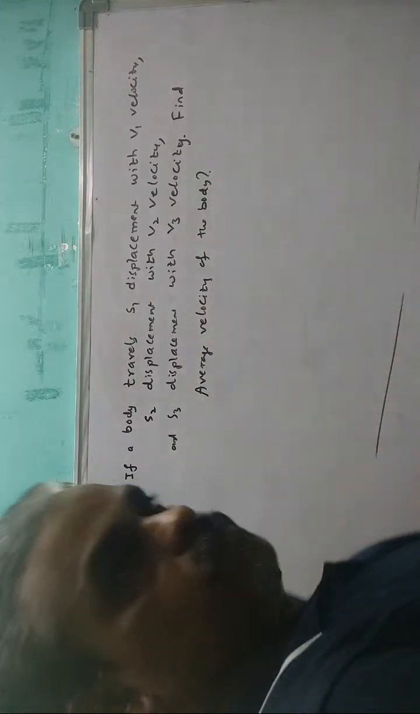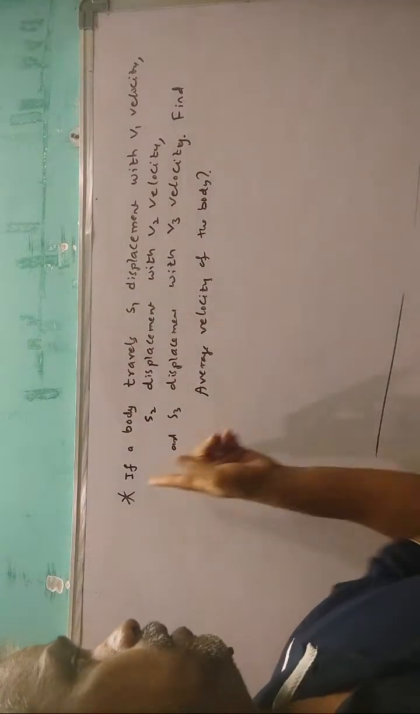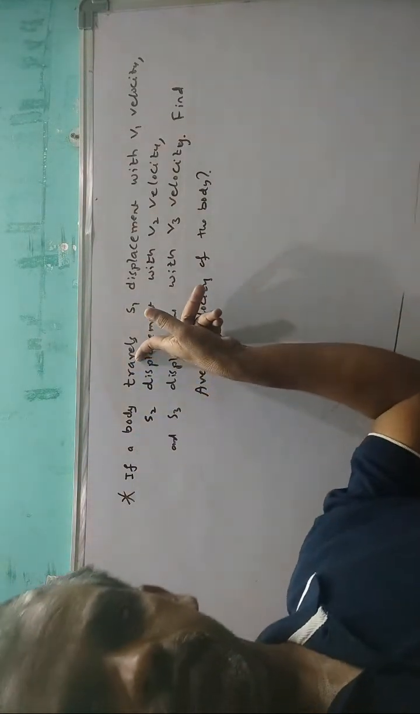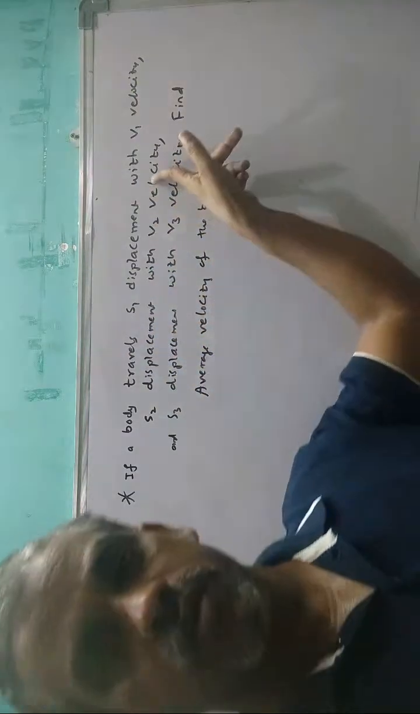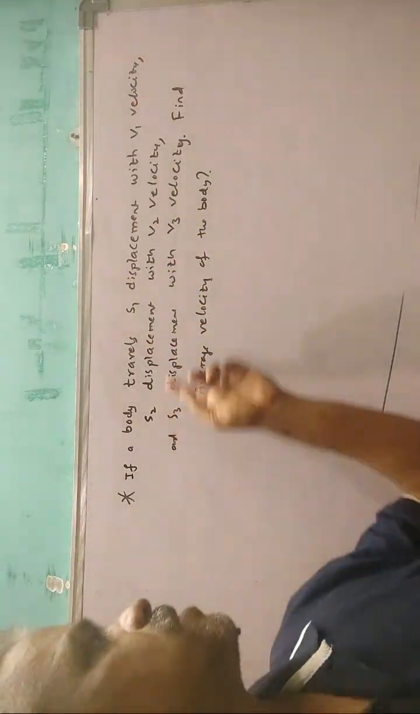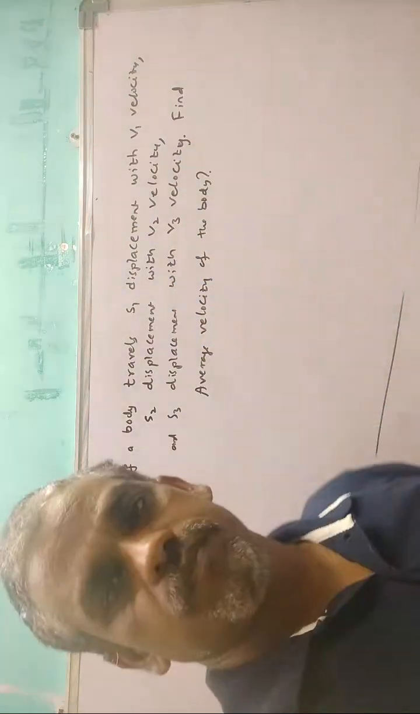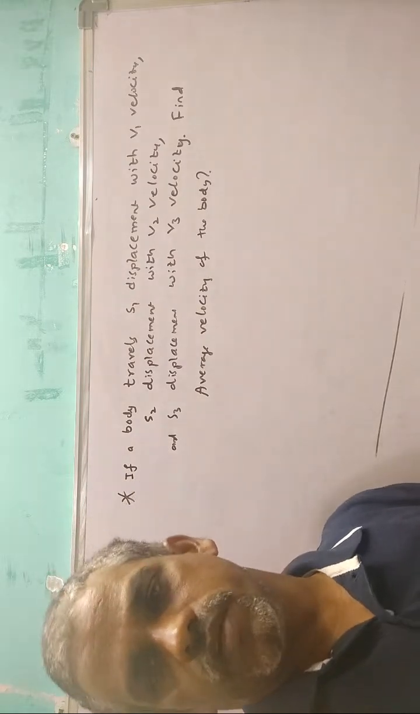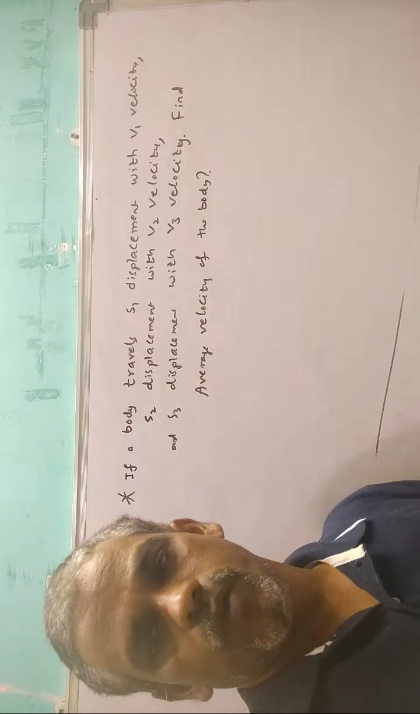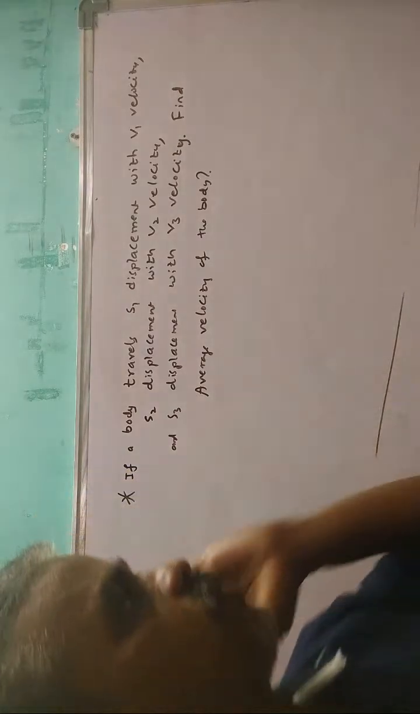Read the question first. First you read. What is the question here? If a body travels s1 displacement with v1 velocity, s2 displacement with v2 velocity, and s3 displacement with v3 velocity, find the average velocity of the body. This is different. This is somewhat different. How do we do it? First write the problem.